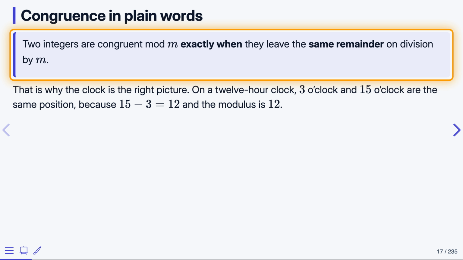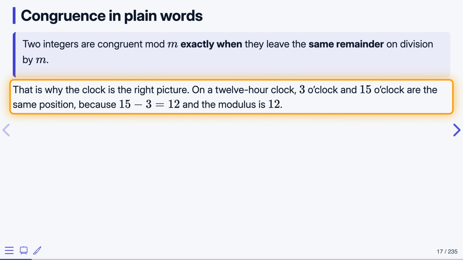This is a nice way to feel what congruence means. Two numbers are congruent mod m exactly when they leave the same remainder after dividing by m, so congruence sorts every integer into buckets, 1 bucket per remainder. The clock is the right picture. On a 12-hour clock, 3 o'clock and 15 o'clock point at the same spot. The difference is 12, and 12 is our modulus. So the two numbers are congruent mod 12.